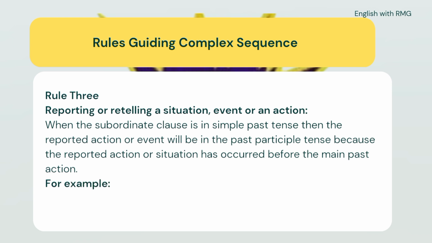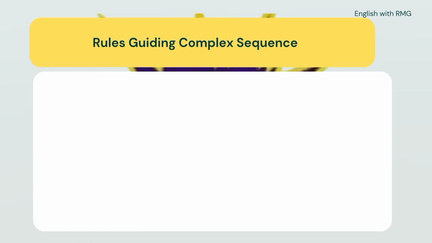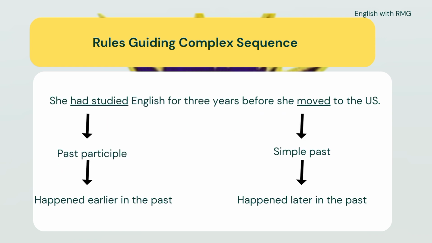So we have the rule: when the subordinate clause is in simple past tense, then the reported action or event will be in the past perfect tense, because the reported action or situation has occurred before the main past action. It's just similar to what we've done earlier, just in a different context. That's why I said the most important thing in these rules of sequence of tenses is to pay attention to the time. If it is in the past, you use your past tense. If it is in the present, you use your present tense. Do you understand?